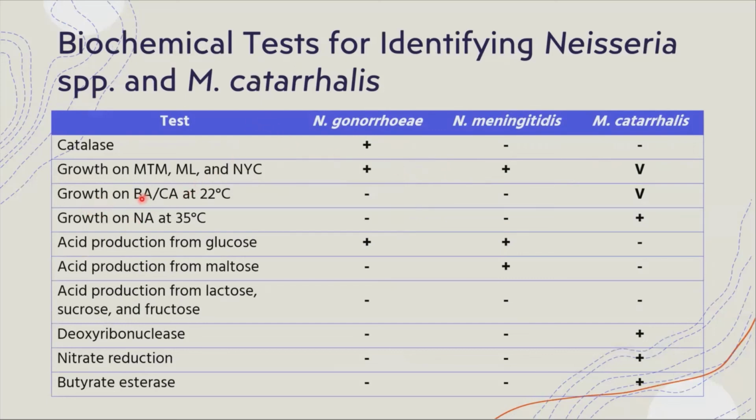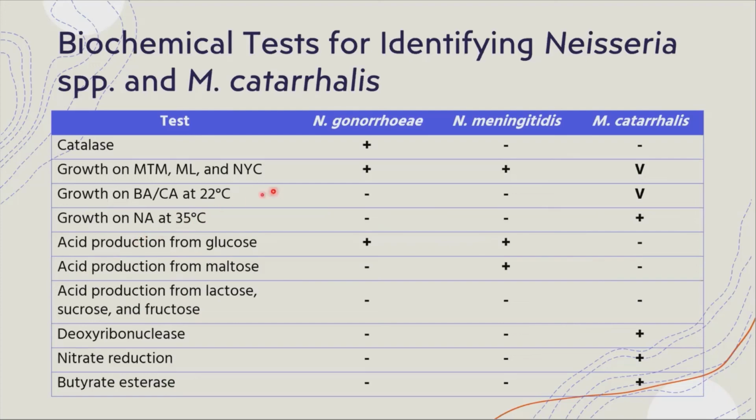Growth on blood agar or chocolate agar at 22 degrees Celsius. So yung Moraxella catarrhalis lang yung pwedeng tumubo nun, although variable din. But for your pathogenic Neisseria, hindi. For nutrient agar at 35 degrees Celsius, ang positive dyan ay si Moraxella catarrhalis but never on our pathogenic Neisseria.